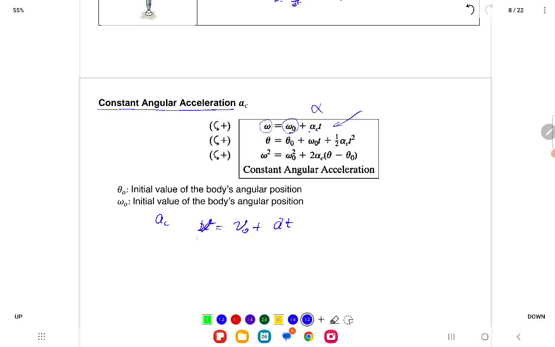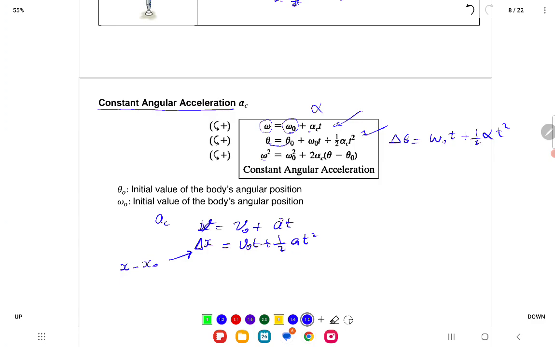And also we said that if you want to find the displacement, delta x, that's equal to the initial velocity times t plus 1/2 a t squared. And what's delta x, the displacement? It's the final position x minus the initial position x naught. And it's the same thing here. If you just remove theta naught in this one, you will have delta theta equal to the initial angular velocity times t plus 1/2 acceleration t squared.